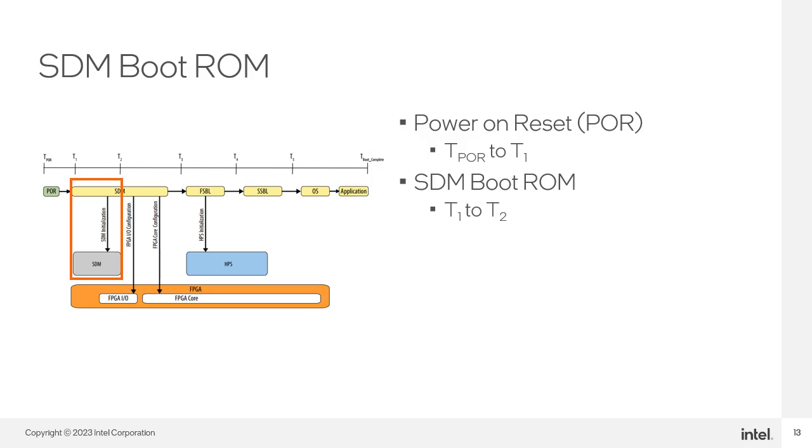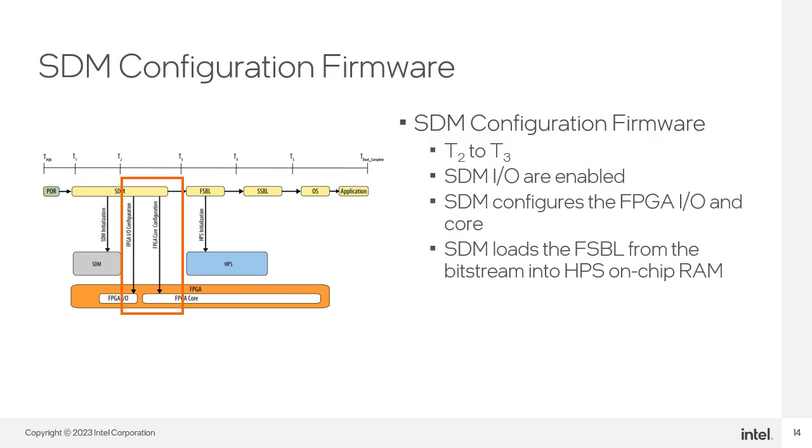Then the SDM initializes the device by reading the configuration firmware. This is a portion of the bitstream from the boot source. SDM authenticates and decrypts the configuration firmware and starts executing the configuration firmware. During this time, SDM IO are enabled and the SDM configures the FPGA IO and core, full configuration.